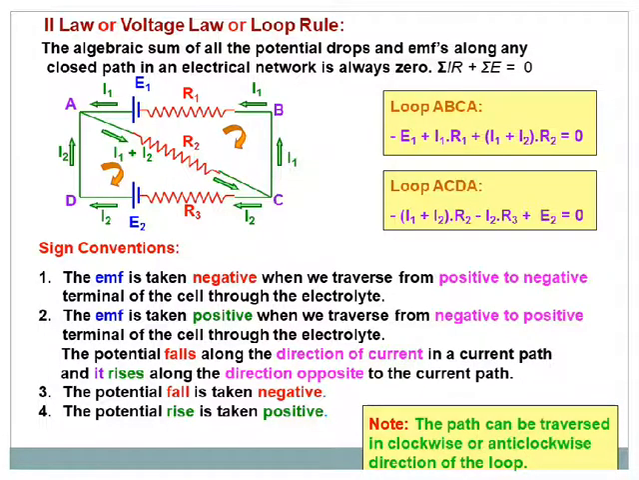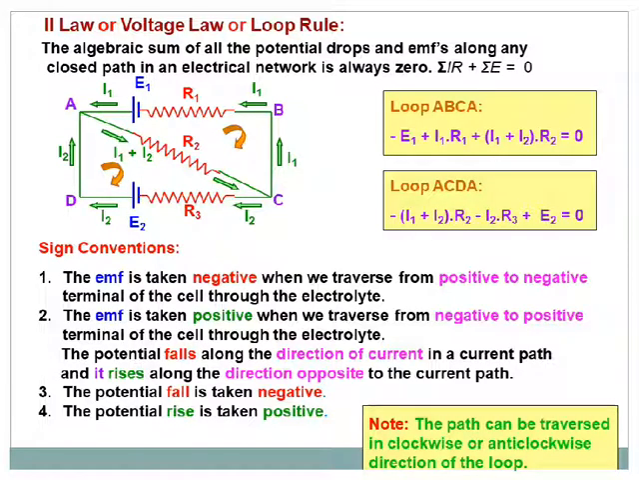Okay. The next sign convention is that the EMF is positive when we transfer from negative to positive. As we have seen, if I am considering the path from A to B, the EMF will be negative. And if I am considering the path from B to A, that will be positive EMF, right?